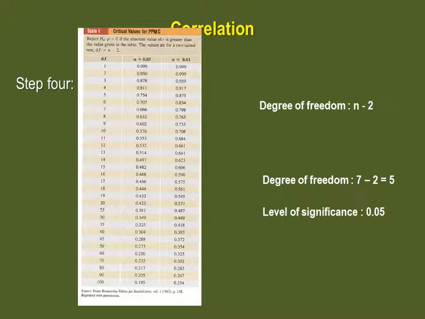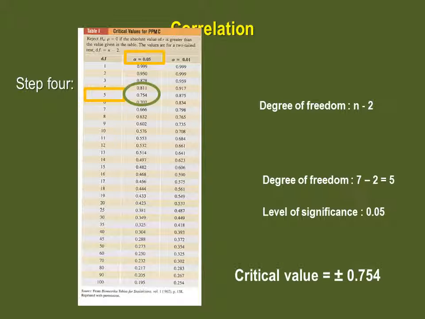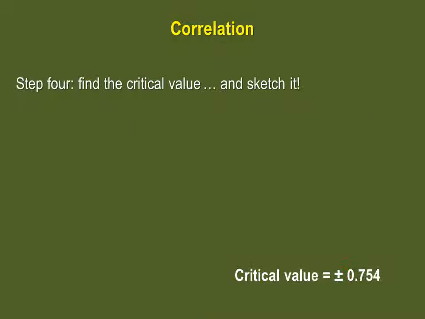In the table, we simply find in the top row our level of significance and in the first column our degree of freedom, which will give us our absolute critical value. Recall that we have a two-tailed test, so we have 2 critical values, which are positive and negative 0.754. Of course, for step 4, we also have to sketch it.